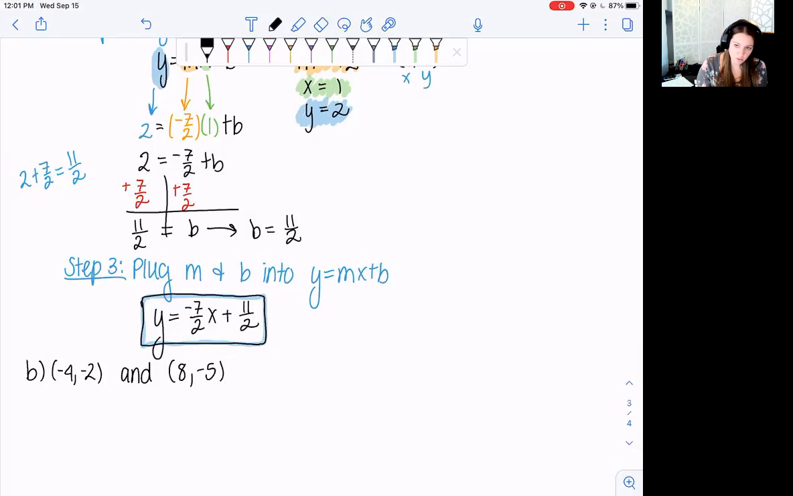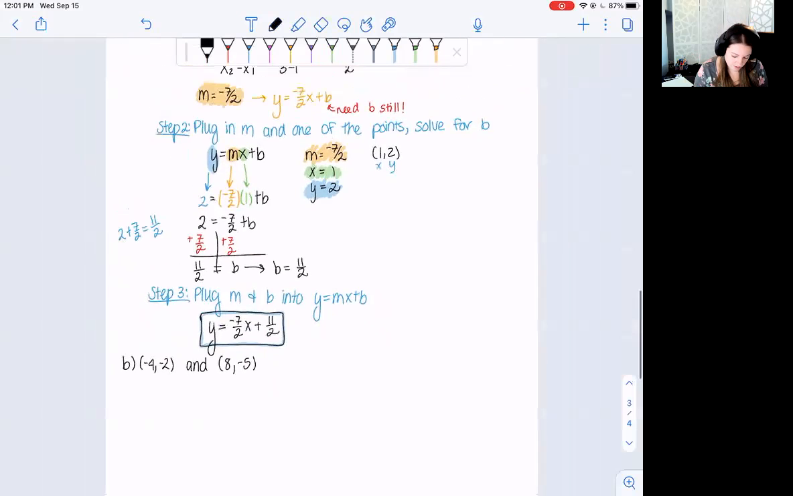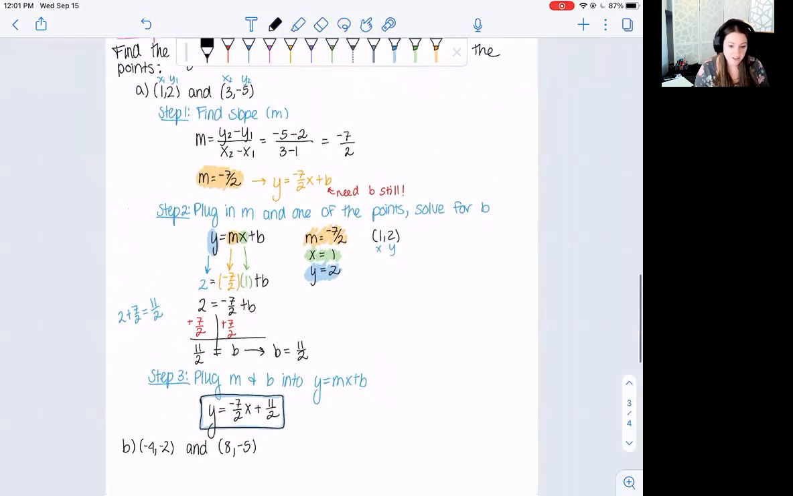So you want to find the slope. Once you've found the slope, you're going to plug in the slope and one of the points to find b. And then once you have m and b, you plug it into y equals mx plus b, and you get your final answer. Zoom out so you can see everything. So give it a try. Let me know when you're ready.